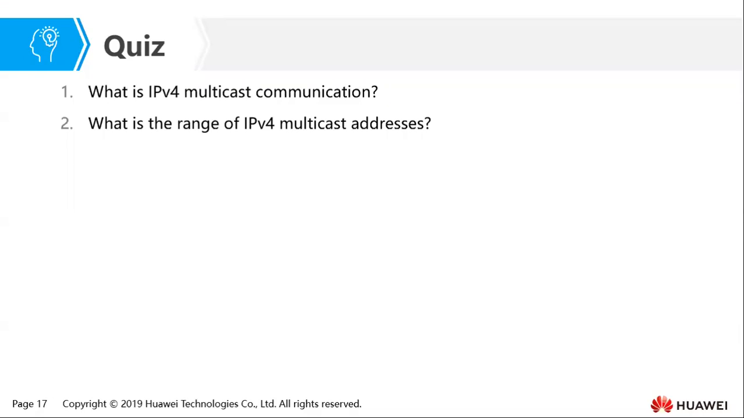So generally, that is the basics of IPv4 multicast communication. We have two questions here: What is IPv4 multicast communication, and what is the range of IPv4 multicast addresses? I want you to look at that as I open up the next chapter.